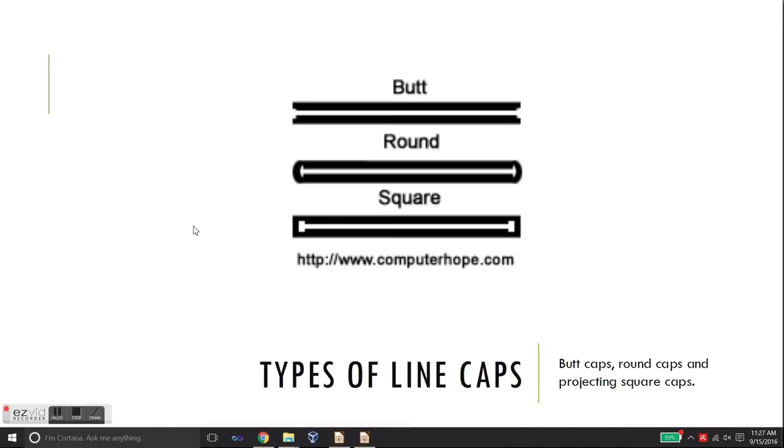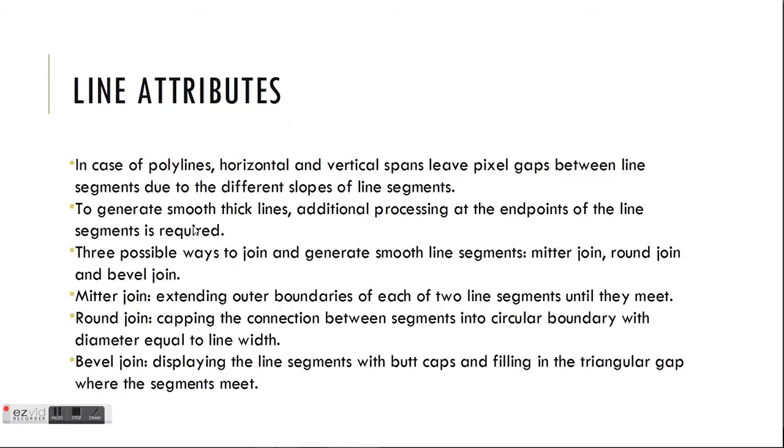Now, when we consider multiple lines, let's say to form a shape, in this condition, horizontal and vertical columns will generate pixel gaps between line segments due to different slope of line segments. The size of gaps depends on the slope of line segments. To remove these gaps, we need to perform extra processing at the endpoints. This processing can be named as miter join, round join, or bevel join.